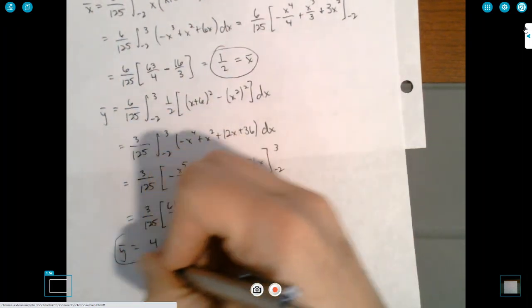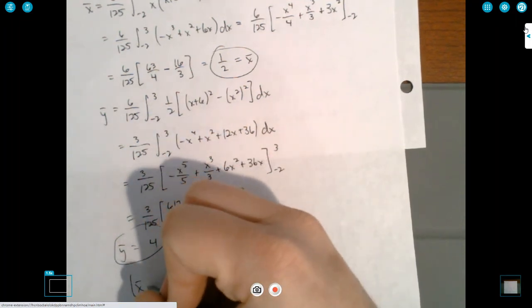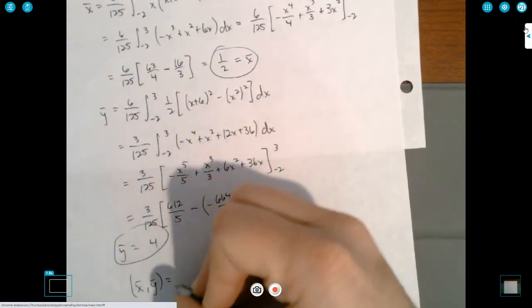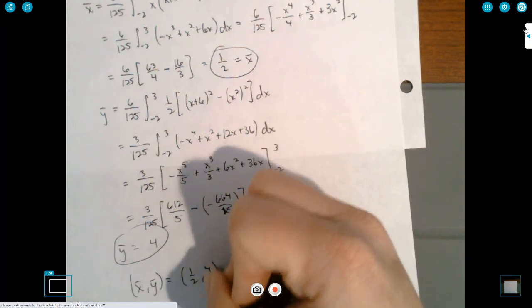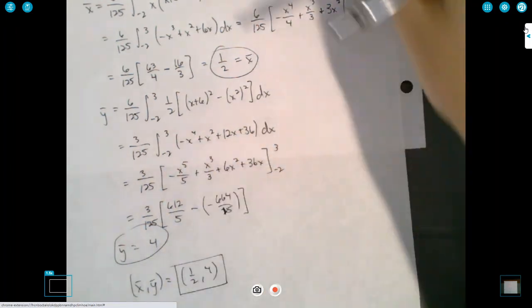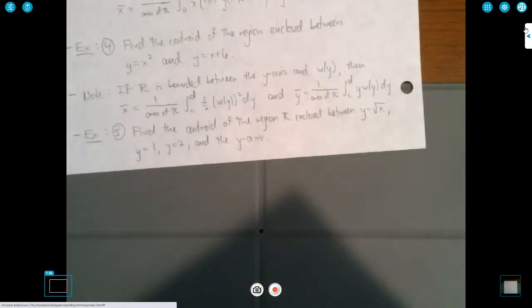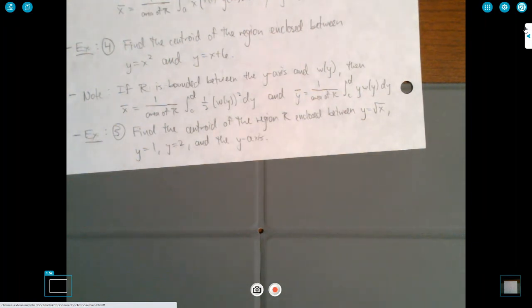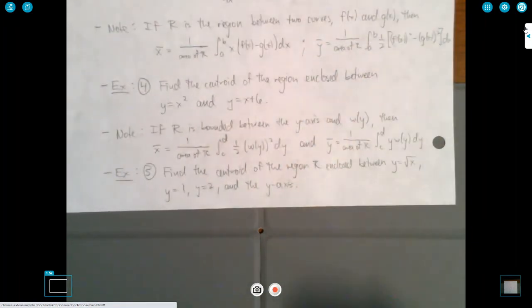Goodness gracious. Well, there you go, right? So the centroid, x bar, y bar, would be the point 1/2, 4. That's the balancing point. So all that work for 1/2, 4, if you can believe it. Okay, so that's that. Finally, now how long have I been going?